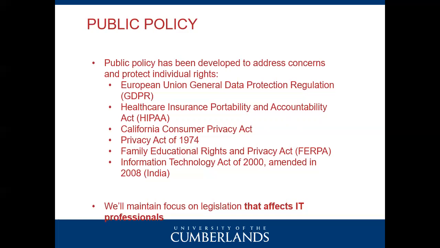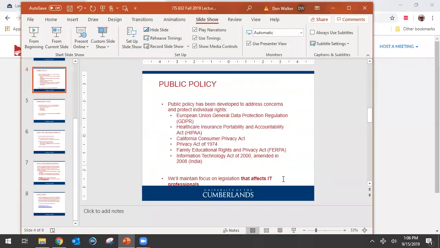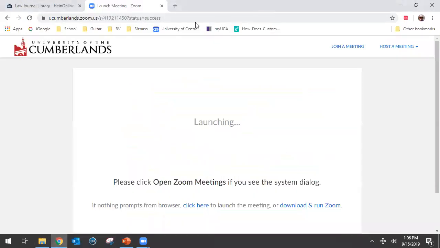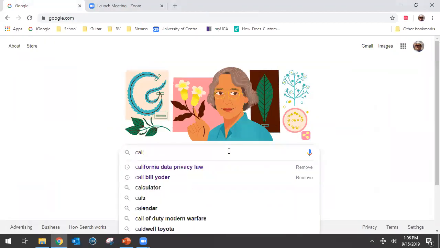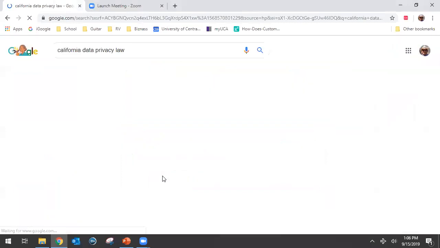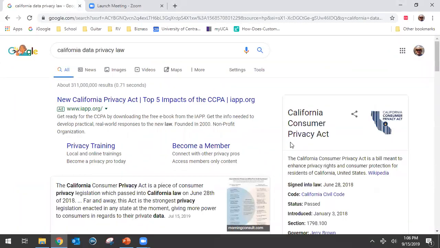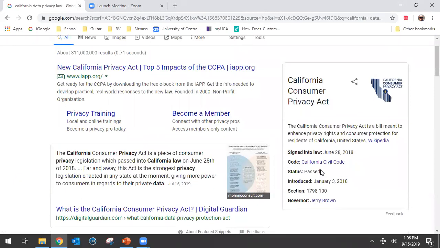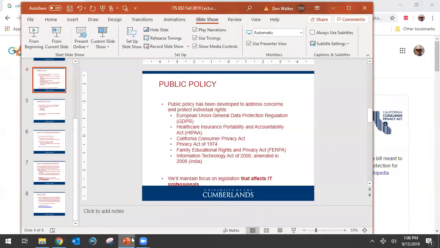Something that's relatively new, I believe it was passed last year, is the California Consumer Privacy Act. I think I got that word right. You know what? I'm going to stop the slideshow and see if I got that wrong. I think it's the California Data Privacy Law, which is the California Consumer Privacy Act. No, it is Consumer Privacy. Okay, so I copied it right. All right, back to the slideshow.